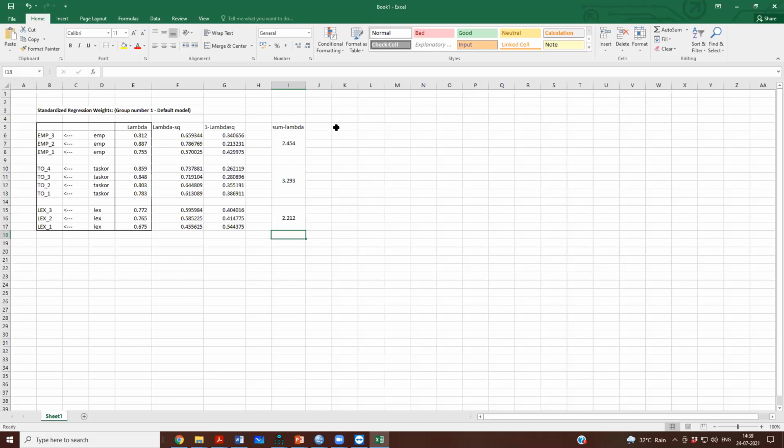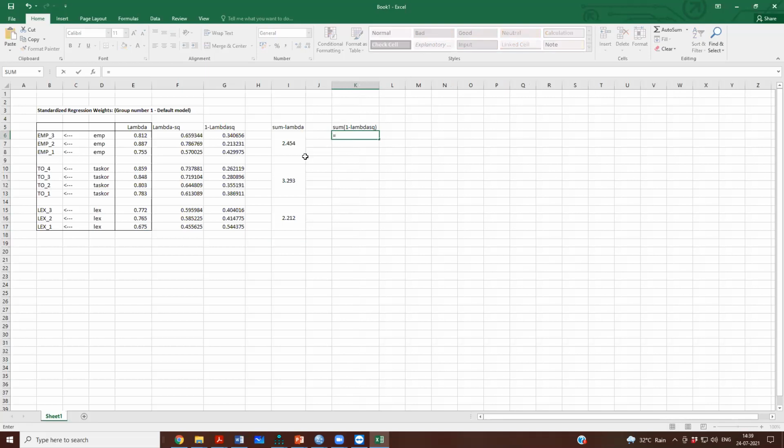Let us also compute the sum of 1 minus lambda square. So the 1 minus lambda square is similarly the sum of these four 1 minus lambda squares, and then the sum of these three lambda squares. So let us again center it.